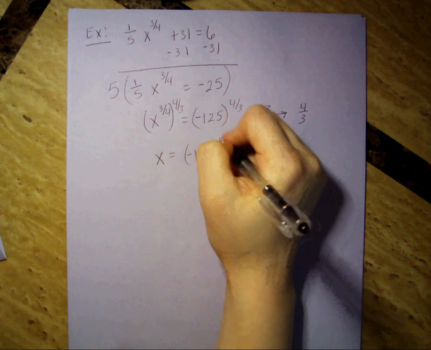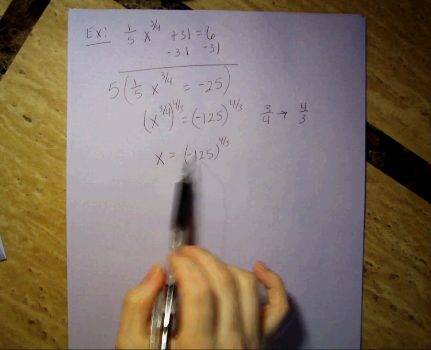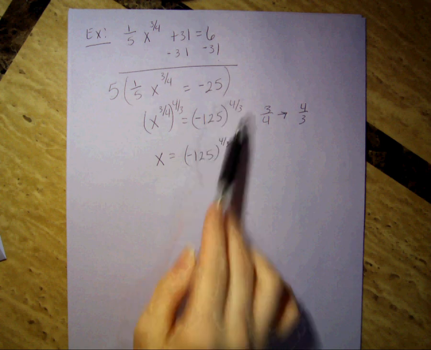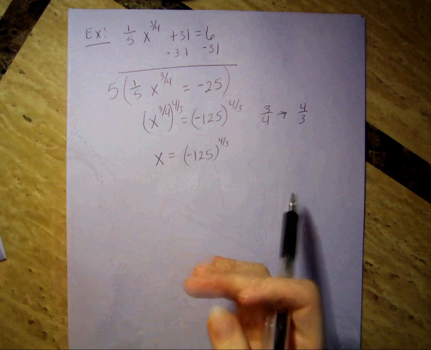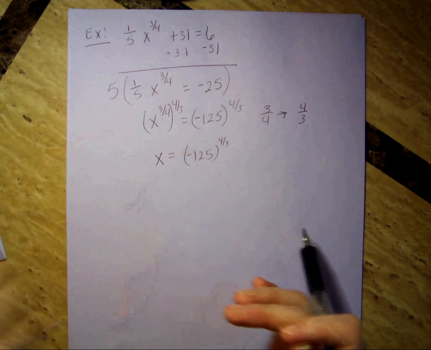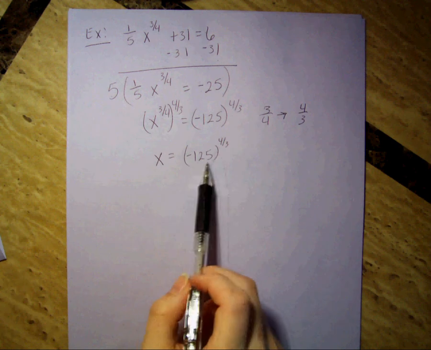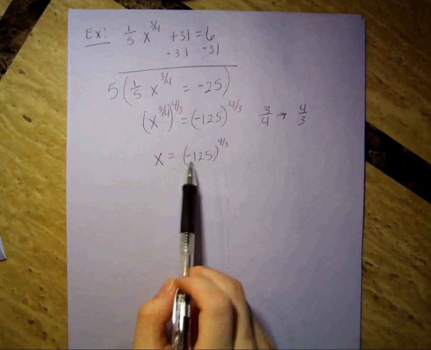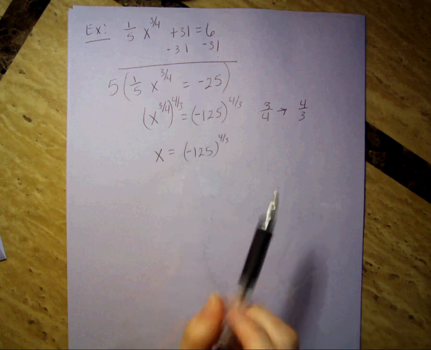-125 raised to the 4/3 power. Be careful with this. This is -125 raised to the 4/3 power, so that negative needs to be inside parentheses because that's part of my number. I don't have just a negative out front. And those of you that are going to try and use your calculator, this is going to screw you up every time. So make sure parentheses, parentheses, parentheses, they are in front.